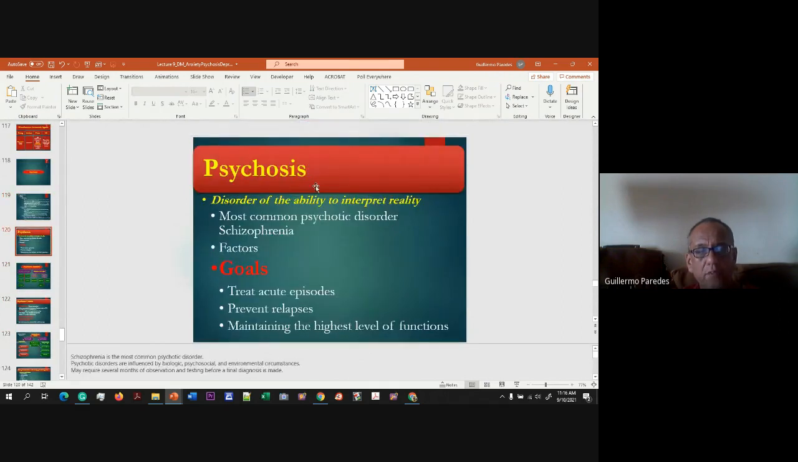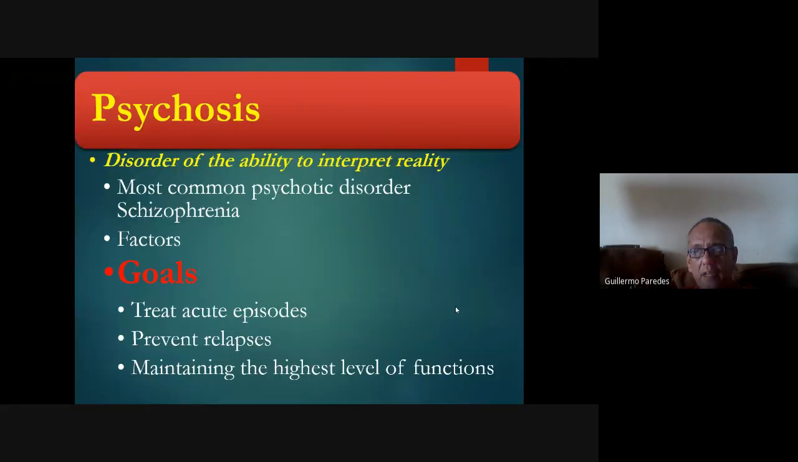Okay, so let's see. Psychosis is a disorder of the ability to interpret reality. So basically, the reality is different. It's going to be associated with some additional words we are going to use, for example, hallucinations and delusions. We are going to see that in a few moments. The most common psychotic disorder is schizophrenia.